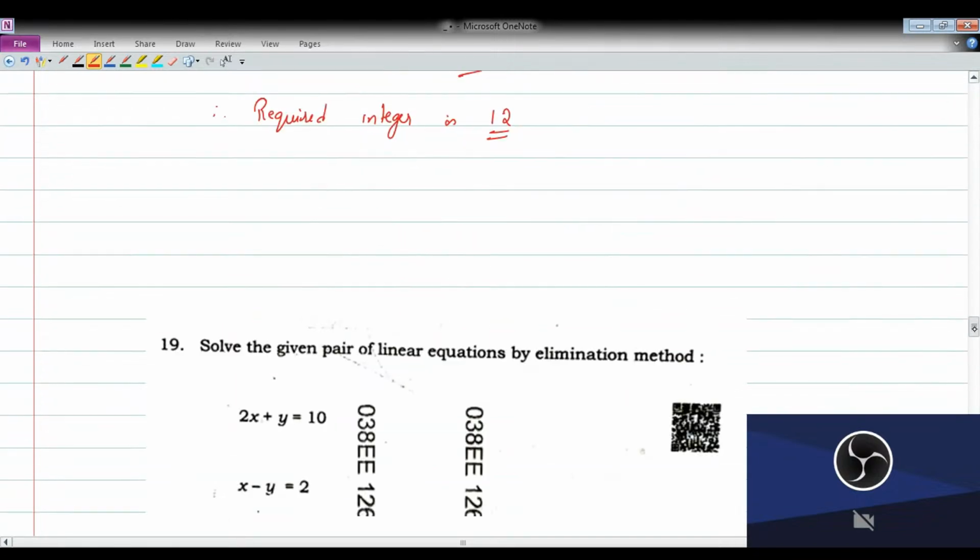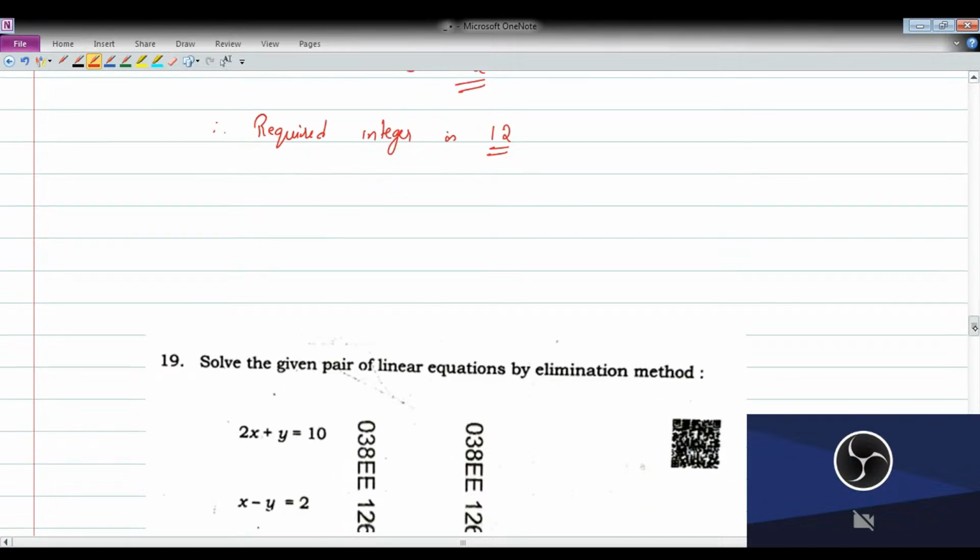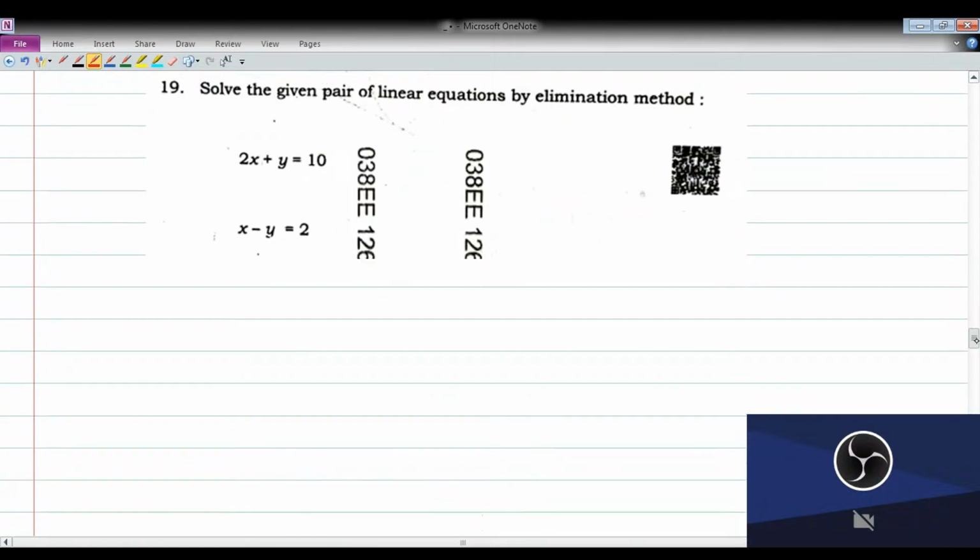Now I'm going to the next question. One more easy question, that is solving a pair of linear equations by elimination method. So they ask us to solve it by elimination method. What is the equation they have given? 2x plus y is equal to 10 and x minus y is equal to 2.